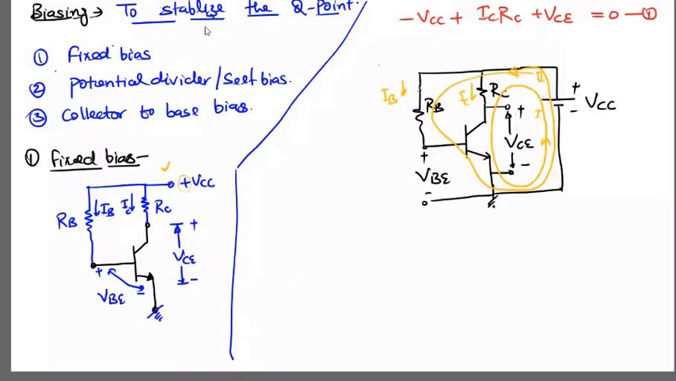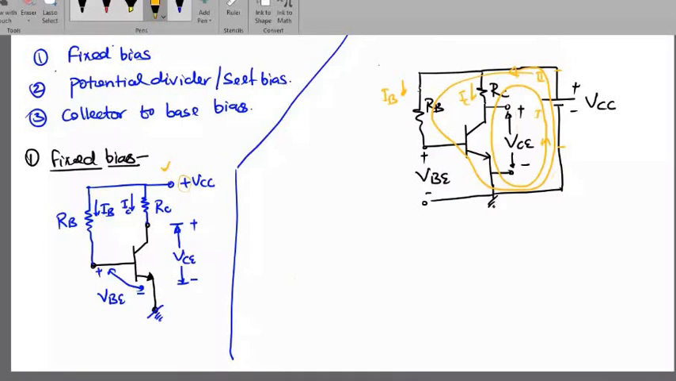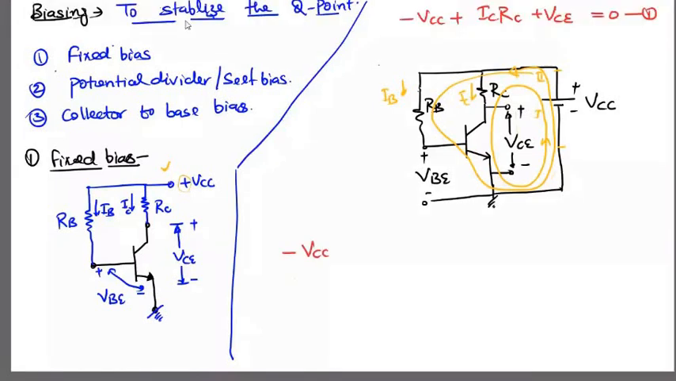Now the second loop says minus VCC plus IBRB plus VBE equals 0. This is the second equation. This will be very easy to understand if you solve a numerical. So before going another way, I would like to solve one numerical problem.